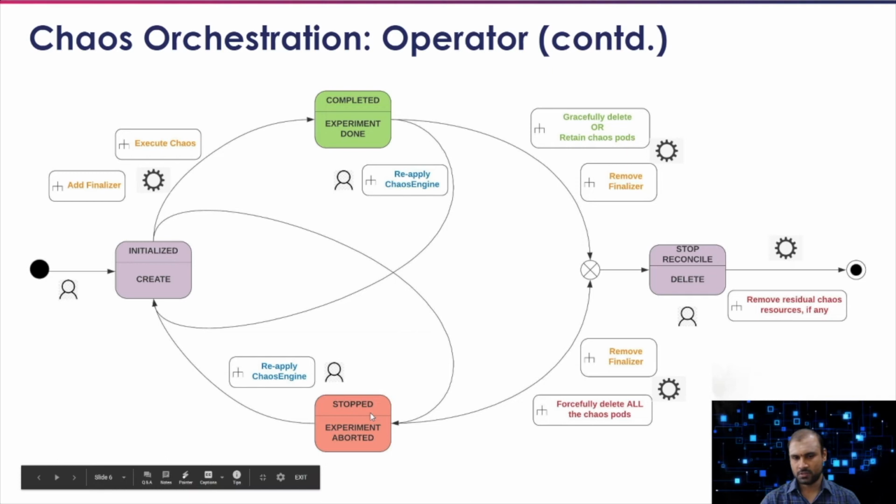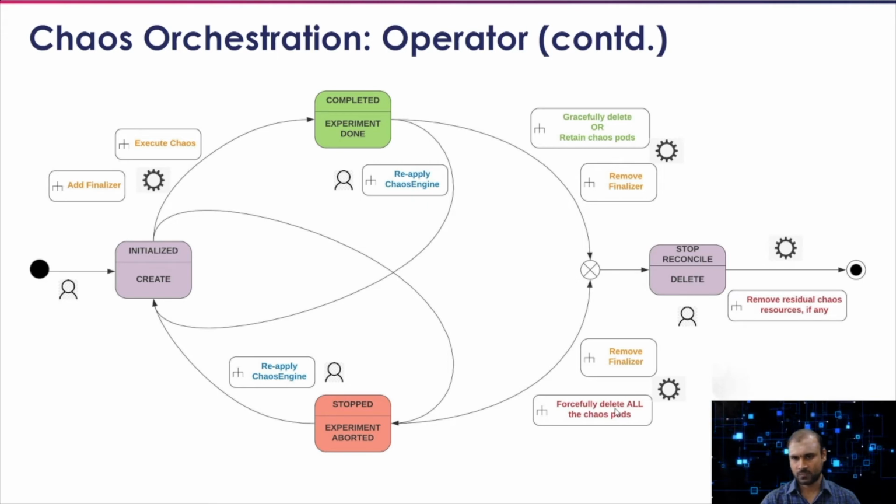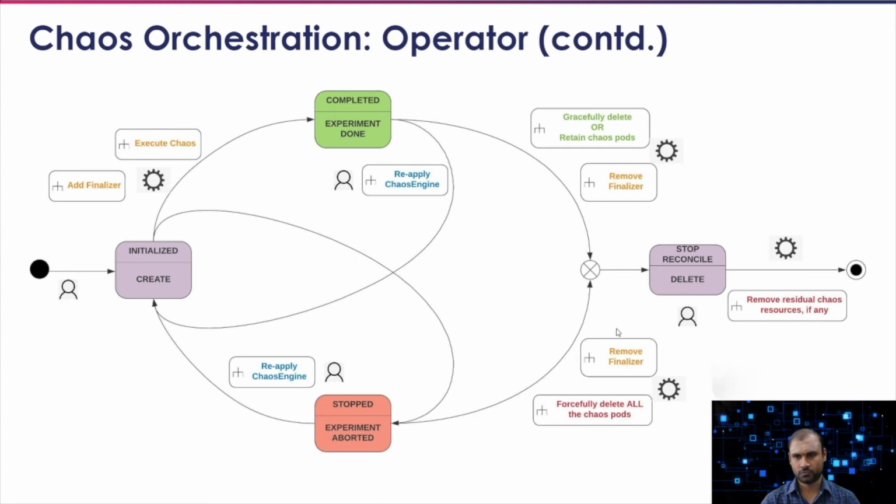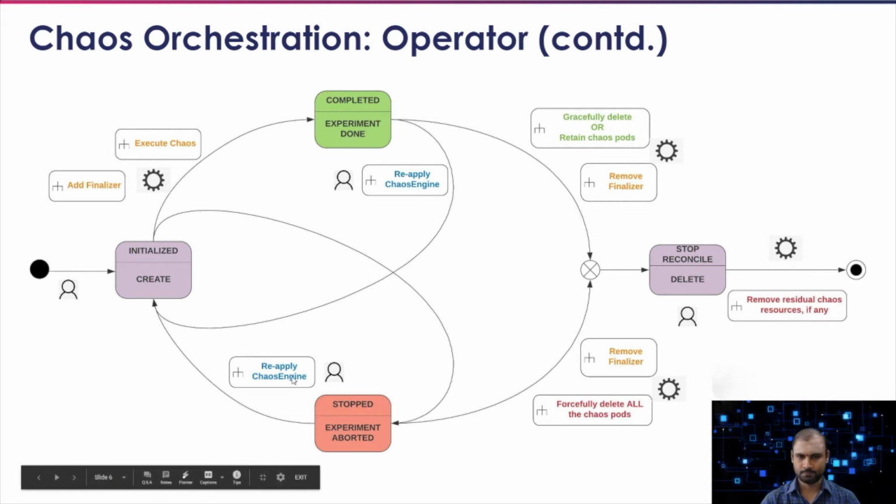As part of the stop or the abort, it deletes the chaos pods forcefully. We saw that in the graceful case, completion case, the pods were either retained or deleted based on the job cleanup policy, and then the finalizer was removed. In this case, the abort case, the chaos pods are all removed forcefully. The finalizer is also removed, paving the way for a retrigger upon reapply.